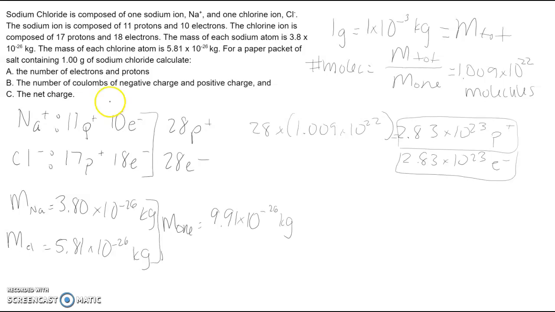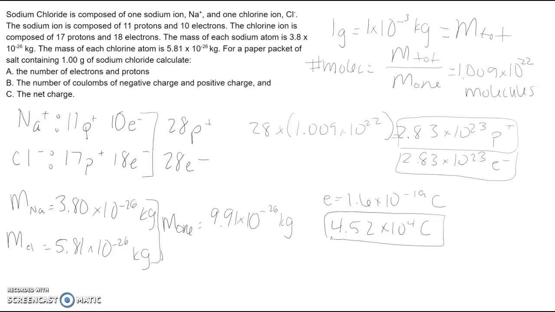Part B, the number of coulombs of negative charge and positive charge. The elementary charge, the magnitude of charge of an electron or a proton, is 1.6 times 10 to the negative 19 coulomb. If we multiply this by the number of protons or electrons, that gives us the amount of charge. For our protons, the positive charge is 4.52 times 10 to the 4 coulombs, and for our electrons, we have negative 4.52 times 10 to the positive 4 coulombs.